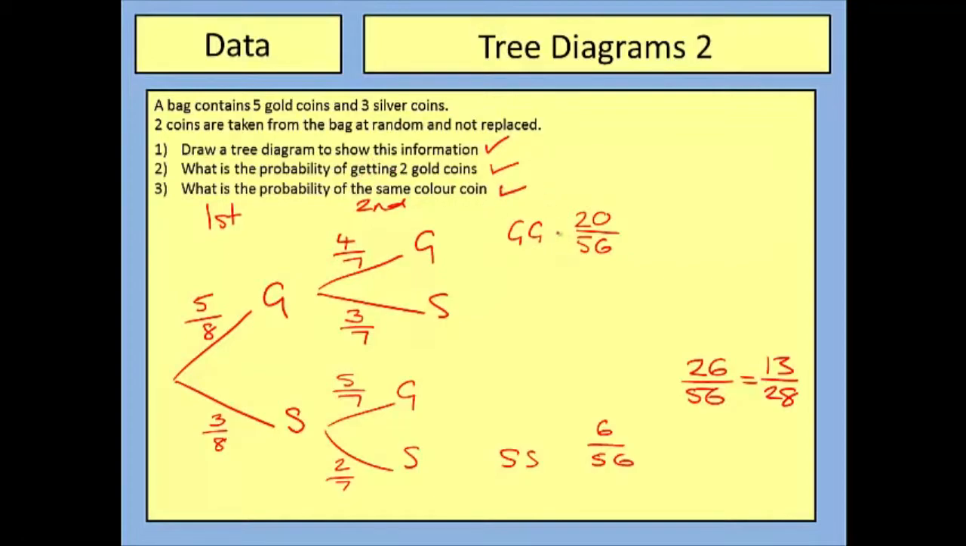If I just go back to the second question before I finish up, the probability of getting 2 gold coins was 20 out of 56. Now I can simplify this thing down to 10 over 28, 5 over 14, and I'm happy that that's in simplest form. The reason why I didn't simplify initially was because it's much easier to add these fractions together when they've got a common denominator. Well done if you got that question correct. That's an A* tree diagrams question.